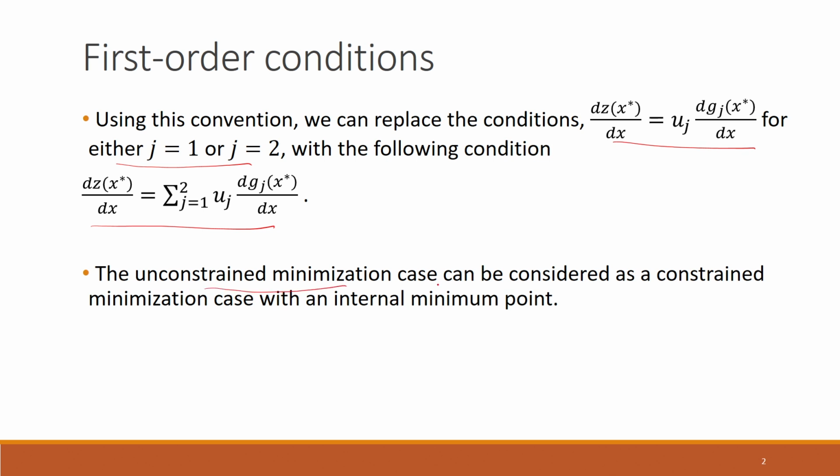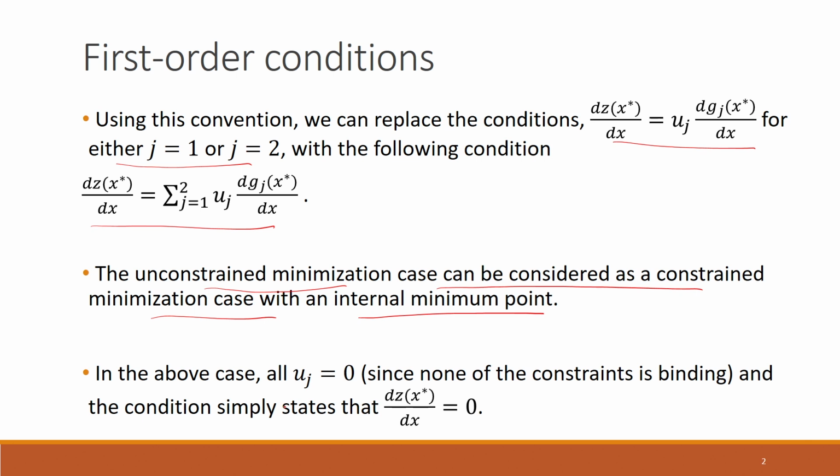Now, the unconstrained minimization case can be considered as a constrained minimization case with an interior minimum point. Why is that the case? Because when the optimum point is lying in the interior of the two boundary points, then neither of the two constraints is actually binding. In that case u1 will be equal to 0 and u2 will also be equal to 0. Why? Because we looked at this condition in the last lecture, that if a constraint is not binding, then the corresponding uj will be equal to 0.